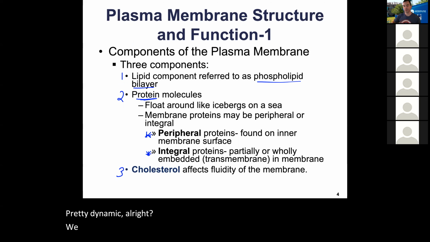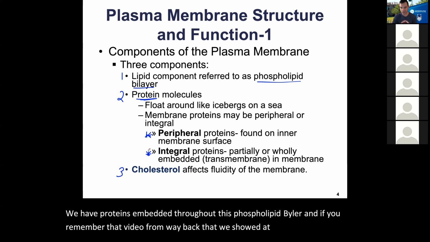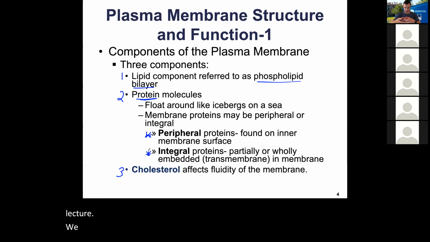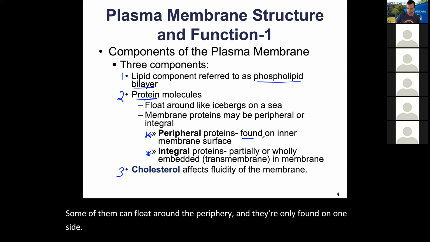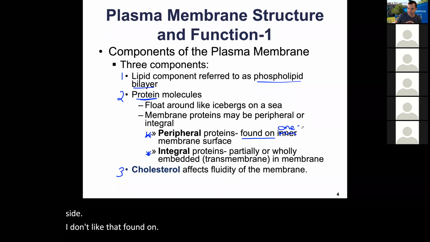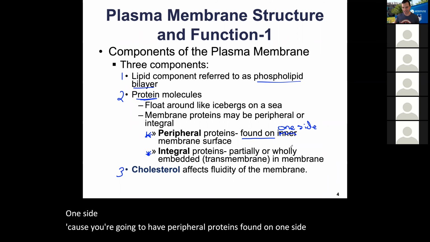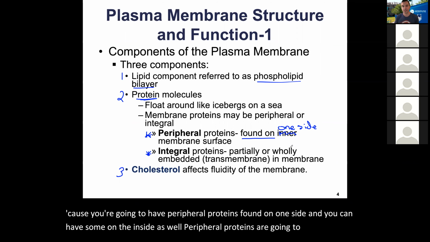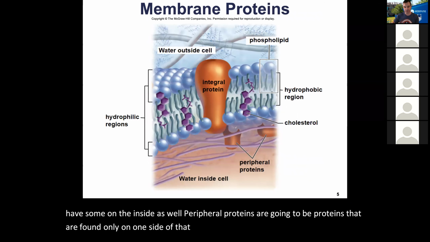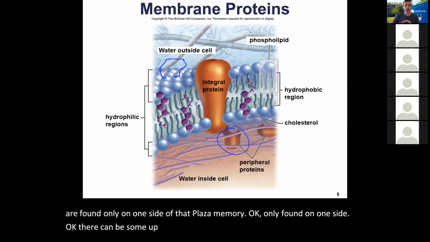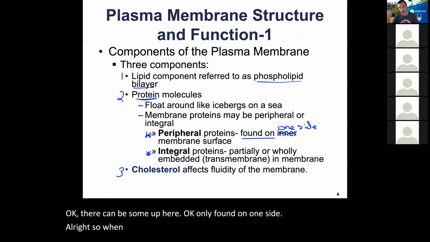We have proteins embedded throughout this phospholipid bilayer. If you remember that video from the end of the last lecture, we saw those little proteins float around like tiny little icebergs. Some of them can float around the periphery, and they're only found on one side. You're going to have peripheral proteins found on one side, and you can have some on the inside as well. So when they're found on only one side, we refer to those as peripheral proteins.